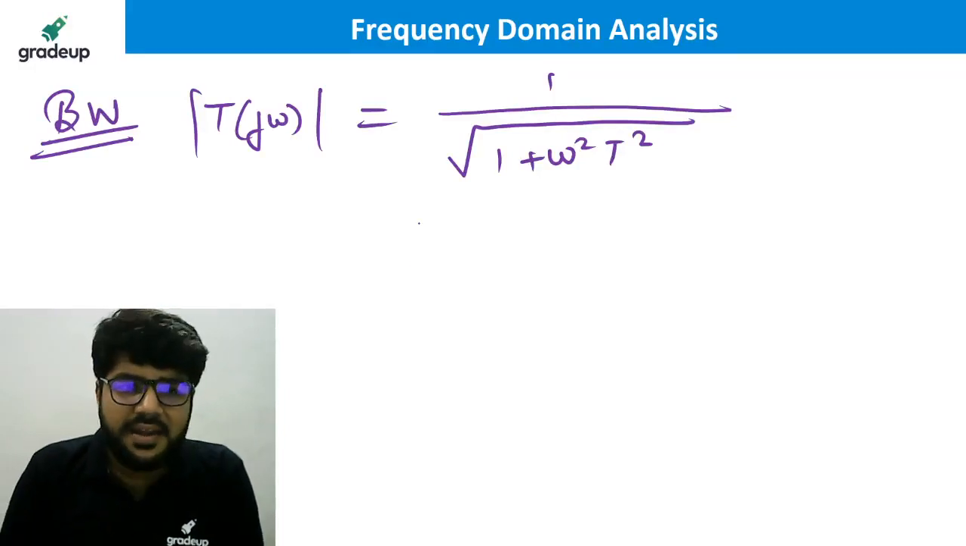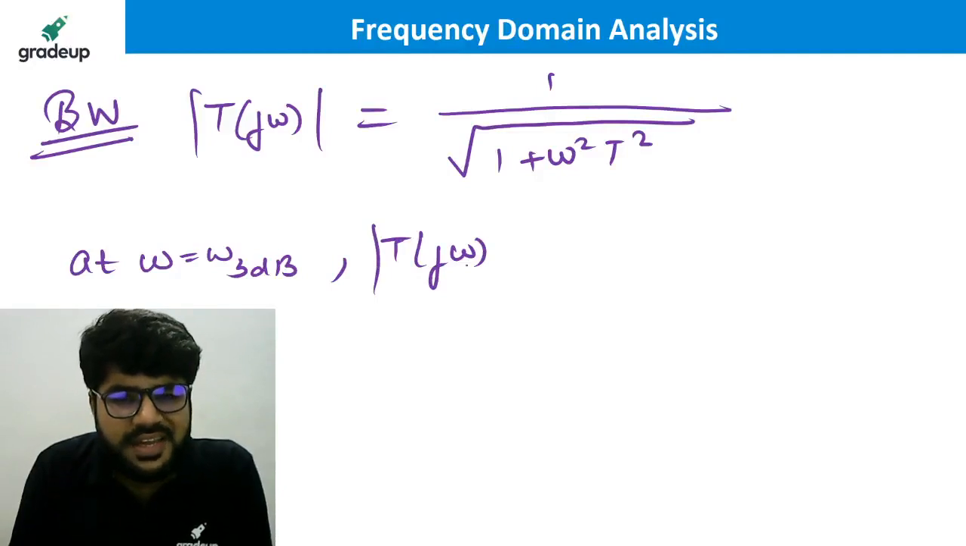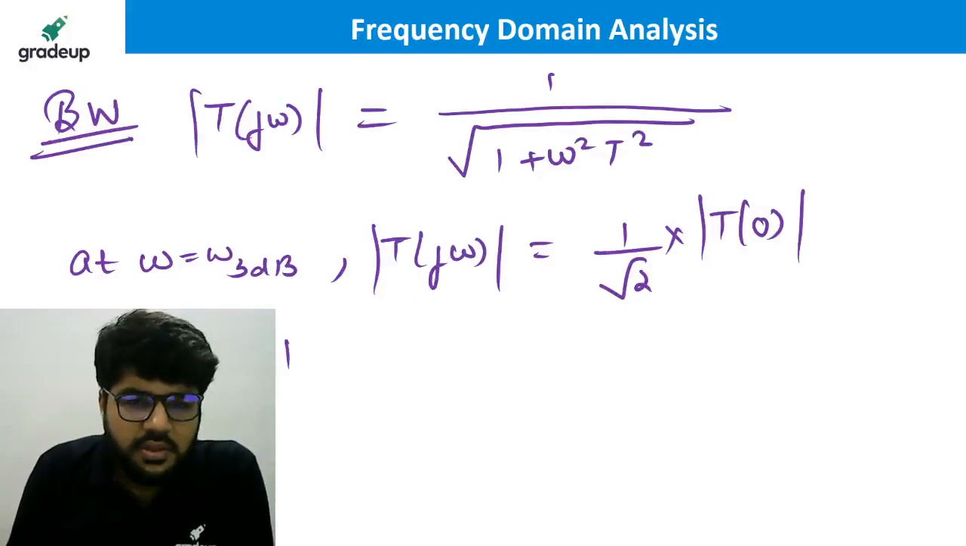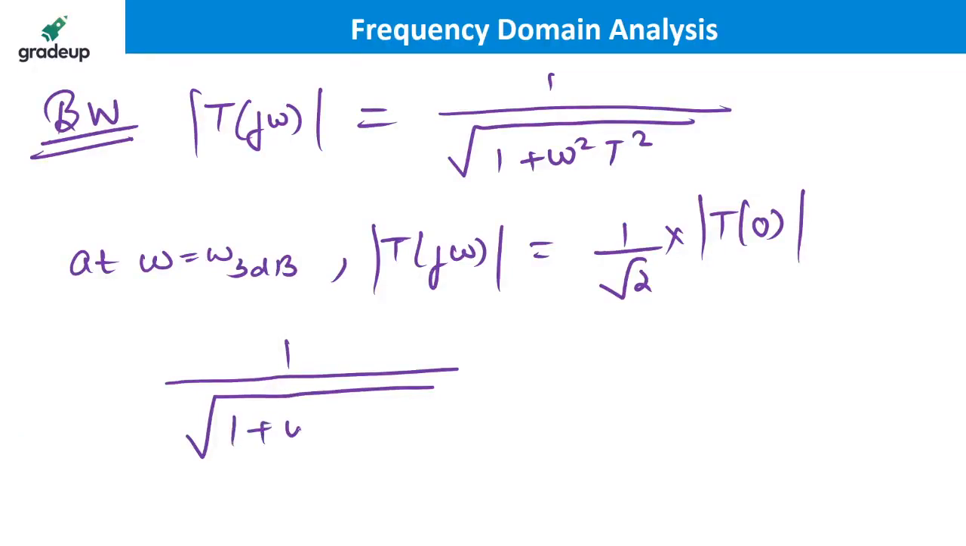And for 3 dB bandwidth, same calculation at omega equal to omega 3 dB. Put the mod of T(j omega) equal to 1 by root 2 into the zero frequency magnitude. So 1 upon under root 1 plus omega square T square is 1 by root 2 into, see what will be the magnitude at zero frequency. Put omega 0. So you just get 1.